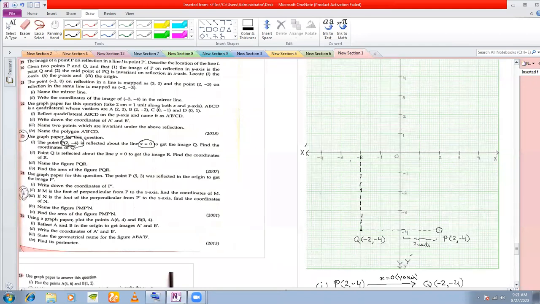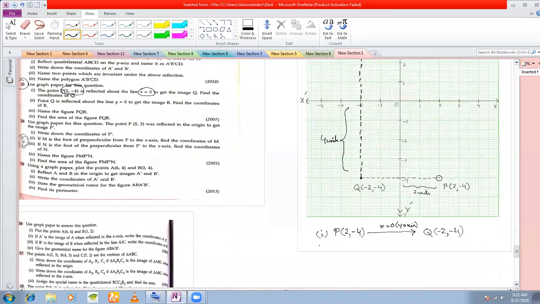Measure this distance. How much is this distance? 4 units. And we are going to take 4 units here also. This is my image R. And what are the coordinates of R? (-2, 4). So we have found the coordinates of R and plotted it also.